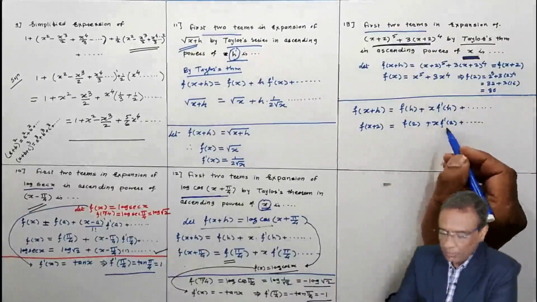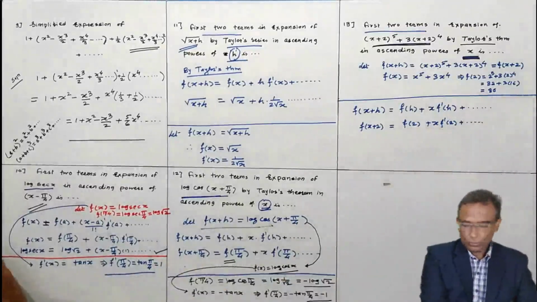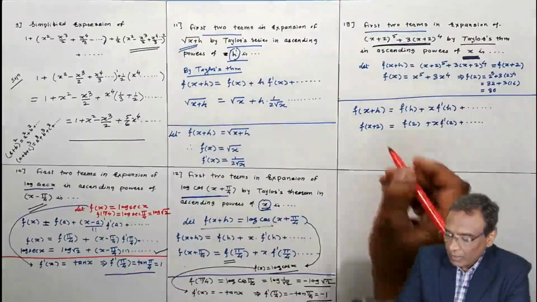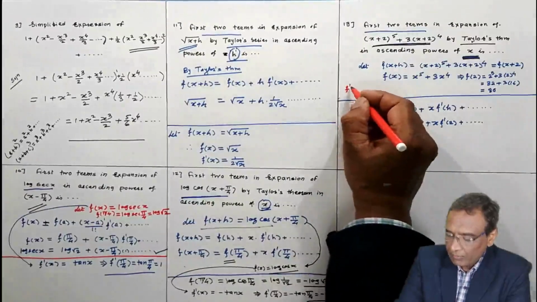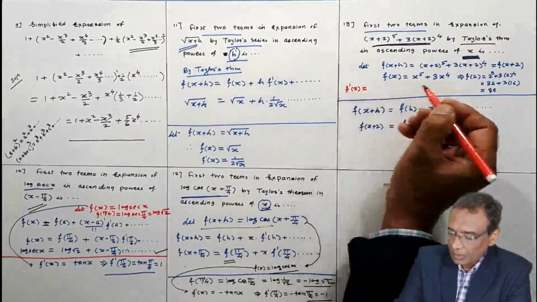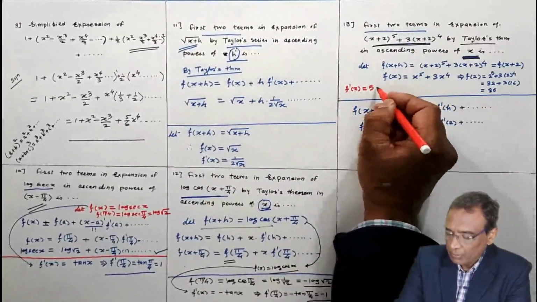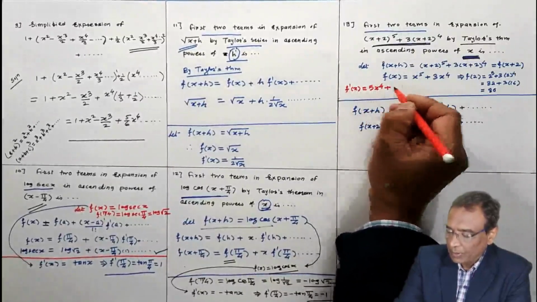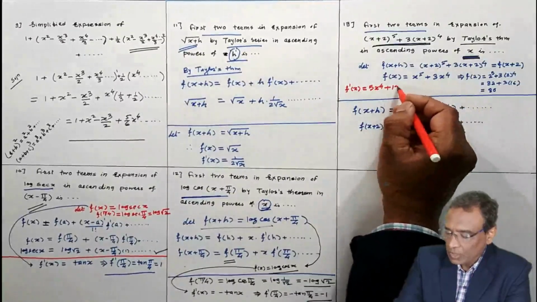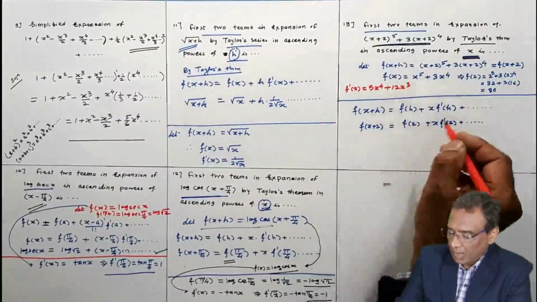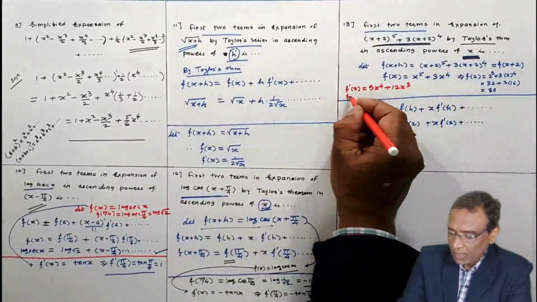Now, what is required? f dash of 2 is required. Yes, for f dash of 2, take derivative of f of x. f dash of x is derivative of x to the power 5, plus derivative of this is 12x raised to power 3. And f dash of 2 is required. Put x equal to 2.